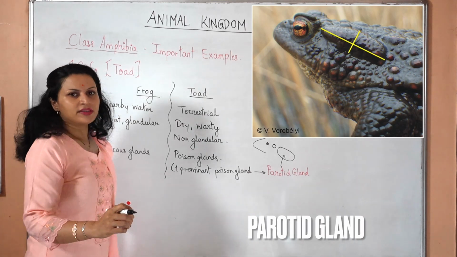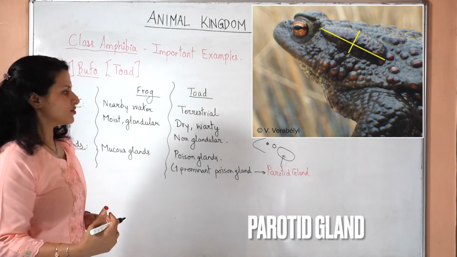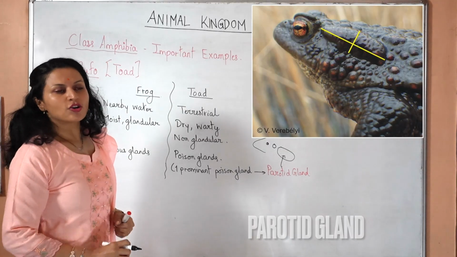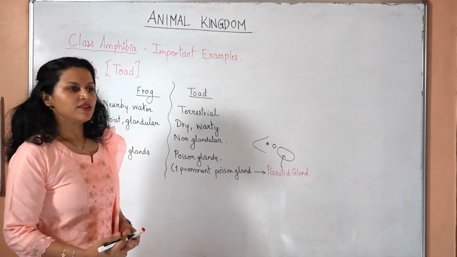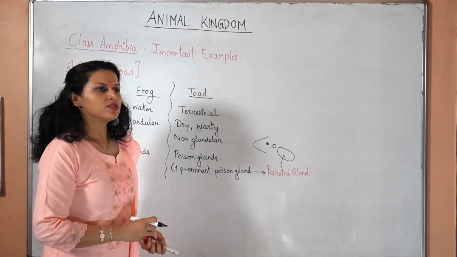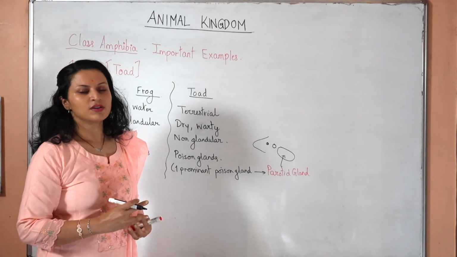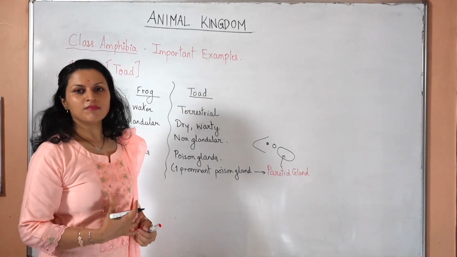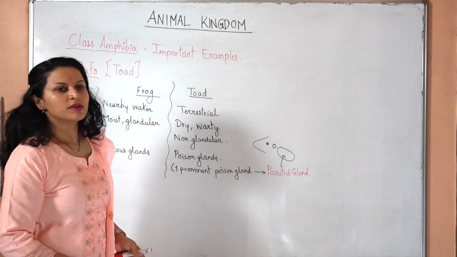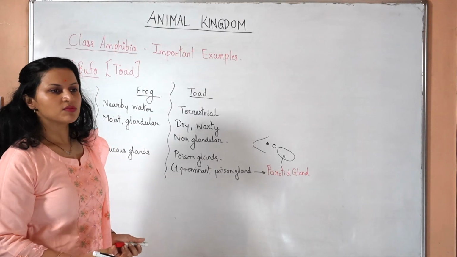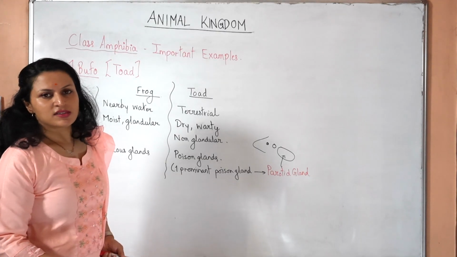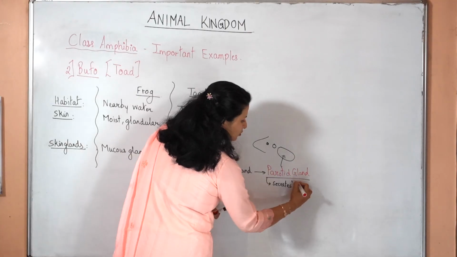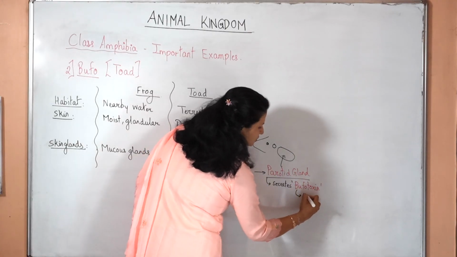Nothing to do with the parotid salivary glands that the humans have. It's a skin gland and it produces a toxin called Bufo toxin, which it uses for defense. If a predator catches hold of the toad, these parotid glands will release this toxin immediately and it will affect the predator immediately. The predator is going to spit the toad out of its mouth because it will give a very stinging kind of sensation to the predator. Parotid gland is known to secrete bufotoxin, which the toad uses for defense.